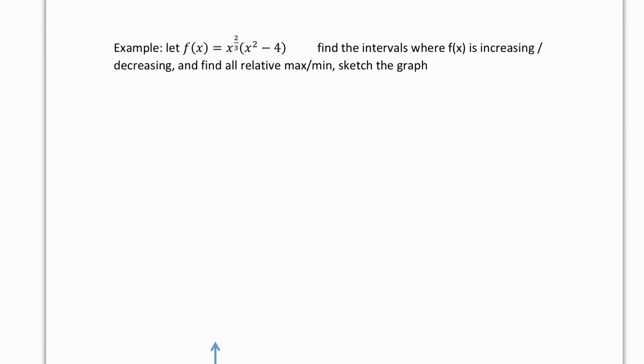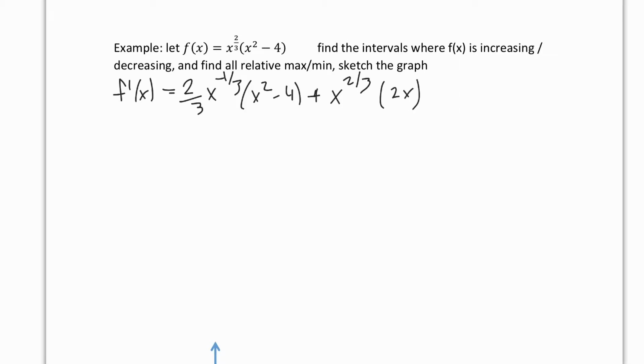So let's do another example here. Let f(x) equal x to the 2/3 times x squared minus 4. We're going to find the intervals where f(x) is increasing, decreasing, and the relative max and min, and then sketch the graph. So the first thing we want to do, of course, is to find the derivative. We're going to need to use the product rule. So 2/3 x to the negative 1/3, x squared minus 4, plus x to the 2/3, and then 2x.